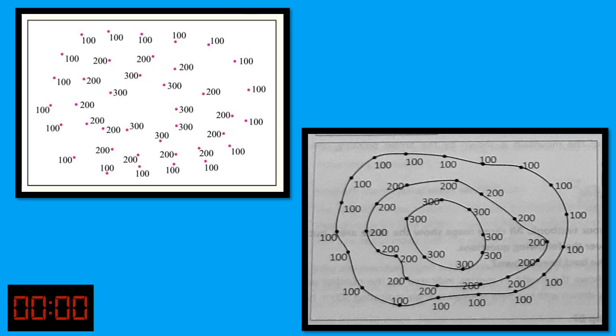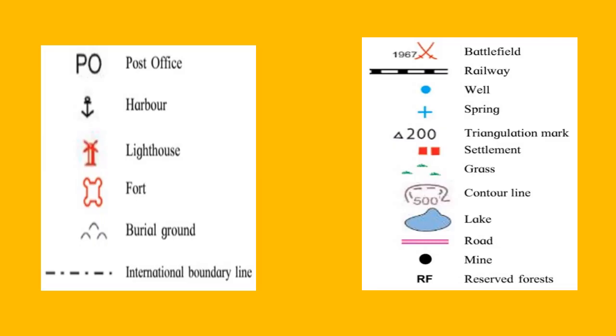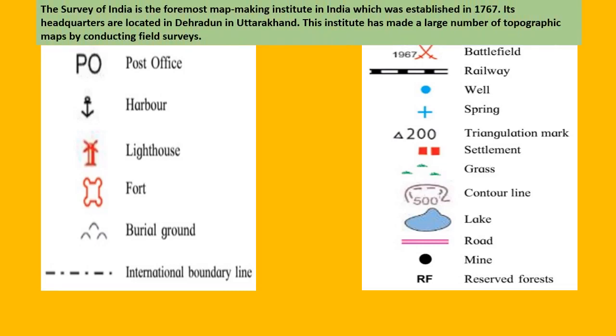So the final image that you have drawn will look like this, right? Have you all done the same? Well done. The Survey of India is the foremost map-making institute in India, which was established in 1767. Its headquarters are located in Dehradun in Uttarakhand.